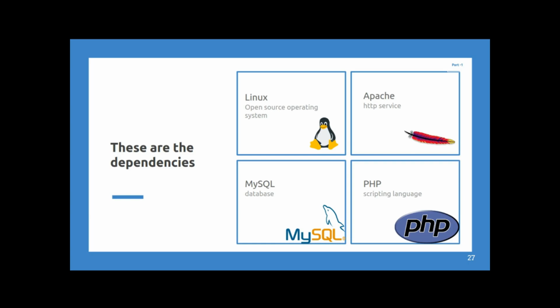So we're going to be running Linux. In our case, we're going to be running Ubuntu. We're going to be running the Apache package, which is just an HTTP service that makes HTTP code available. We're going to be running MySQL, which is a database that many websites use. And we're going to be running PHP, which is a language that websites use. So this is the basis of what most websites use.